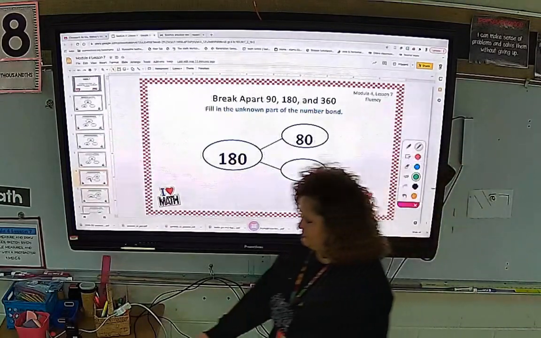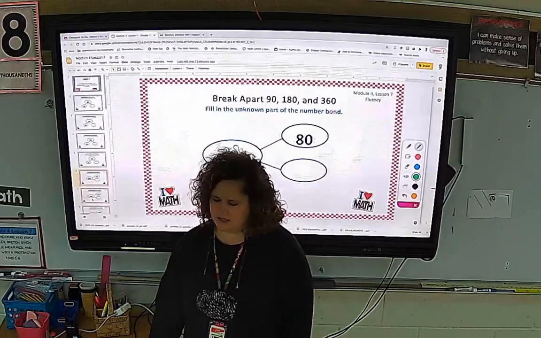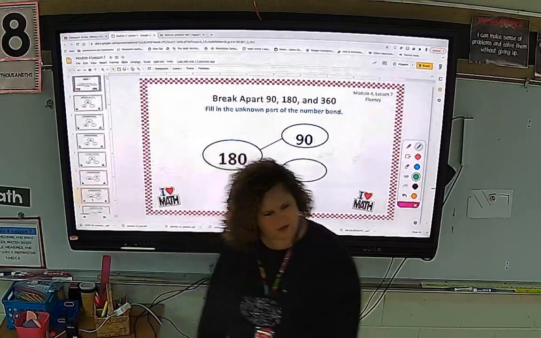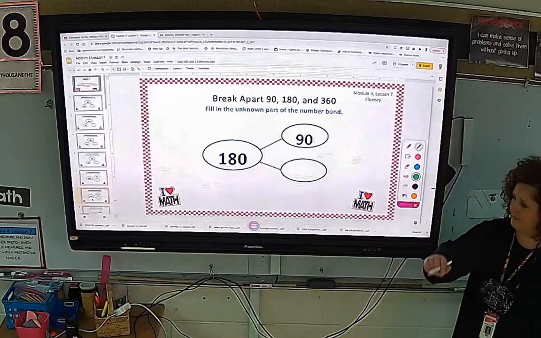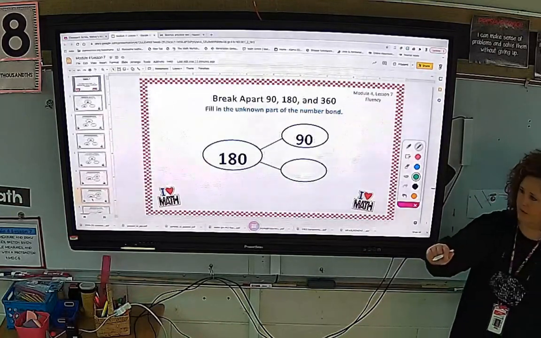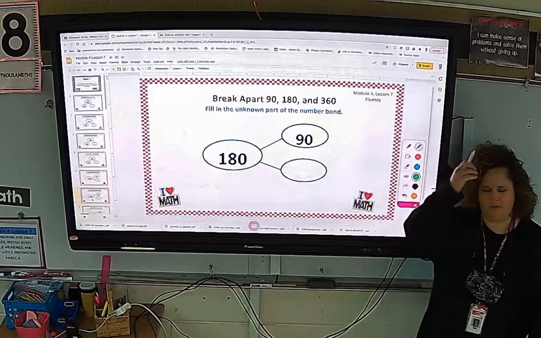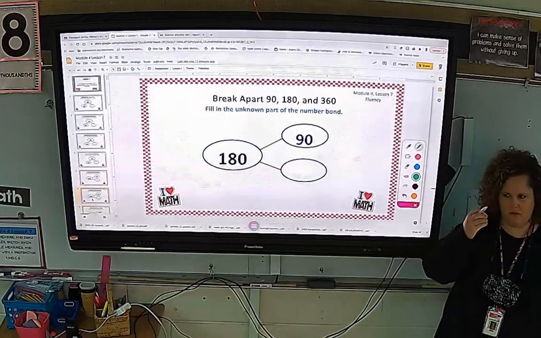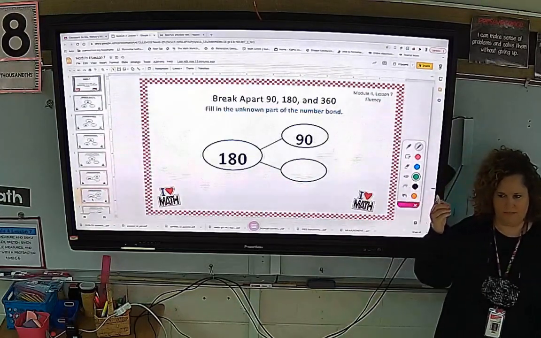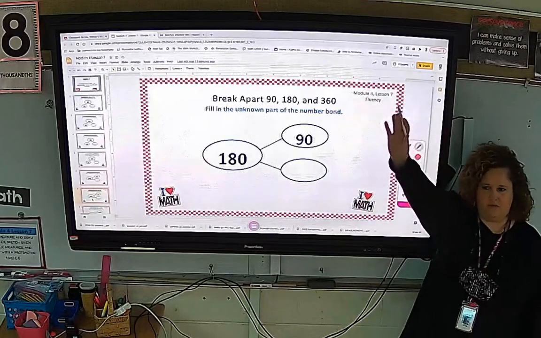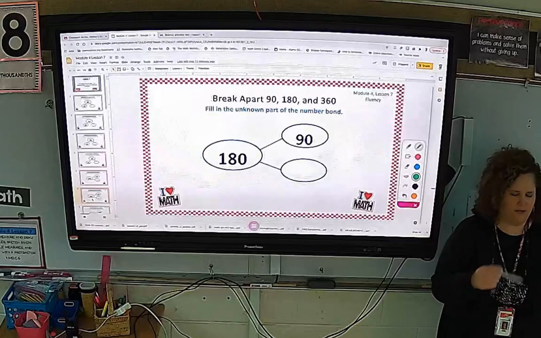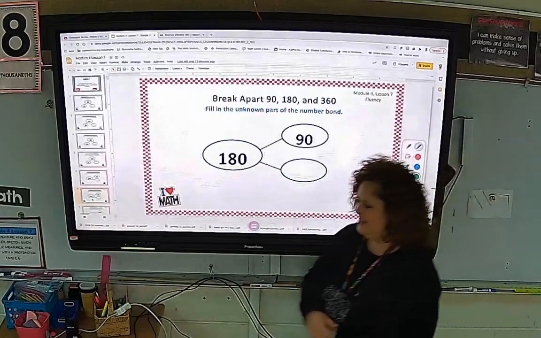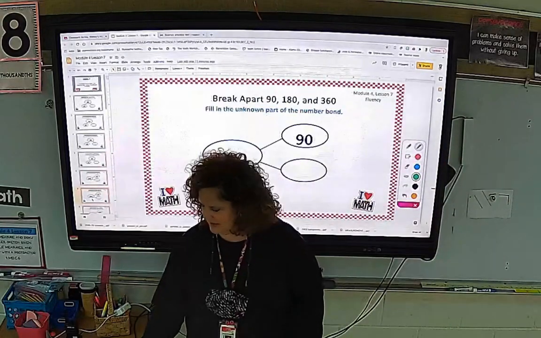All right. What if we put this one up there? Again, it's sideways. What would it be? Think about 18 and 9. If you have to drop that 0 off, that helps some people. If your hand's up, you're ready to say it. 90 and 90 make 180, not 80.